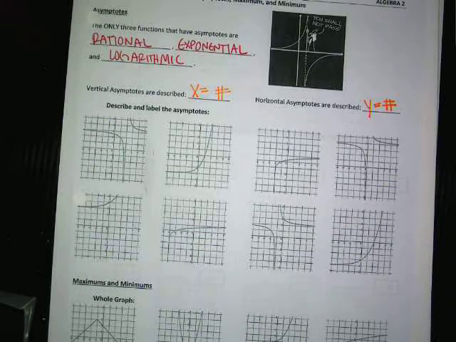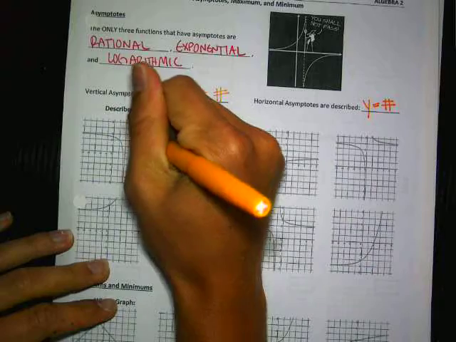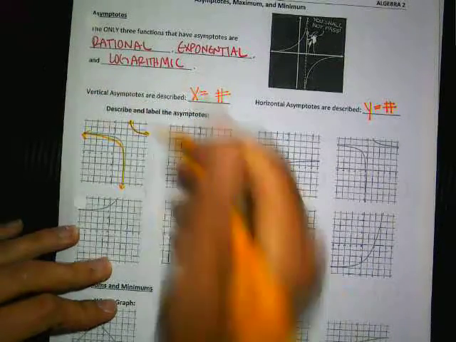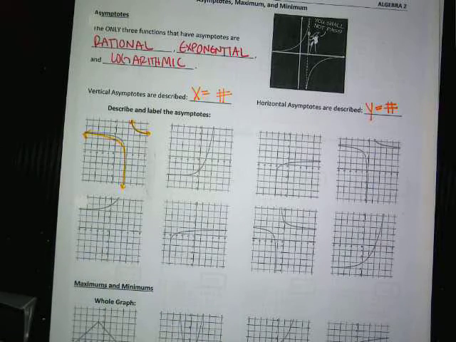Alright, so on the bottom it says describe and label. Okay, another thing. If you have 2 parts to your graph, like if you've got 2 bananas here, you're going to have 2 asymptotes. 1 banana, only 1 asymptote. Alright? So you're only ever going to have both asymptotes if you have 2 parts of your graph like that.